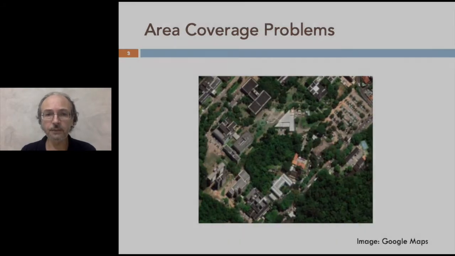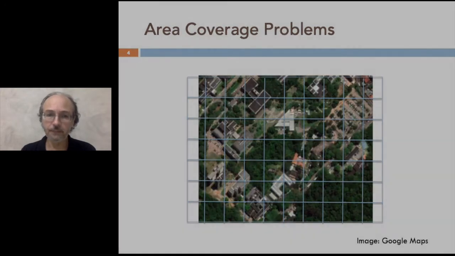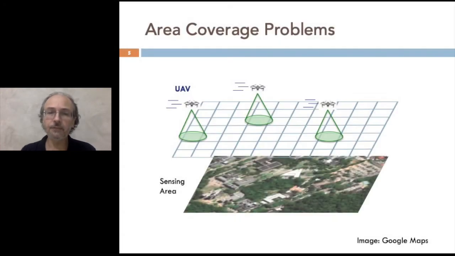A common approach is to see the area as being structured or divided into a grid, and the UAVs will fly over the area, and when they do so, they sense or they use their sensors to capture some information about the area, like for example to use a camera to take a picture, or to use a gas sensor to detect the gas in the area, and so on.